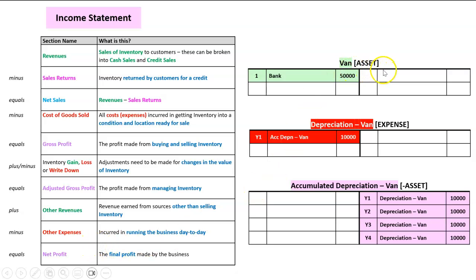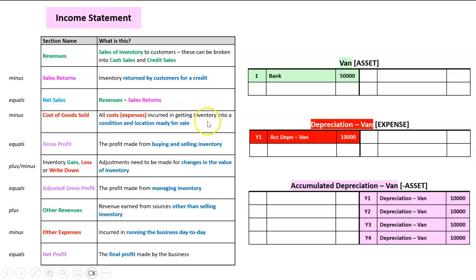So we just look at our three accounts here. Well, there's an asset and a negative asset. Nowhere here does it say anything about assets, because assets will never go in the income statement. So we can ignore those two. So it's just this one. Depreciation of van is an expense. And let's look at our expense sections. It's either going to go in cost of goods sold, here in inventory loss or write down, or other expenses. So it's not a cost of goods sold.